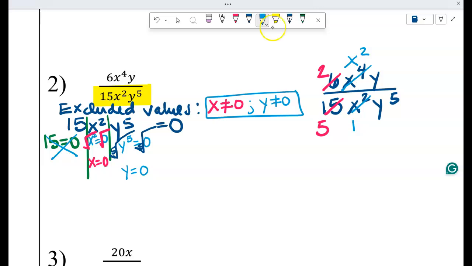Next, I'm going to get a different color pen really quickly. We don't need white at all. Okay, let's get this one.